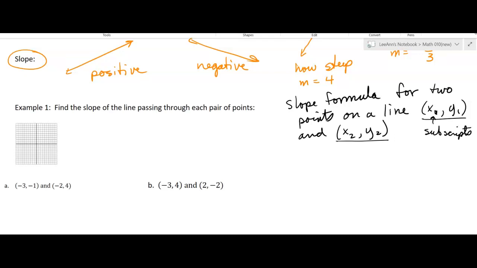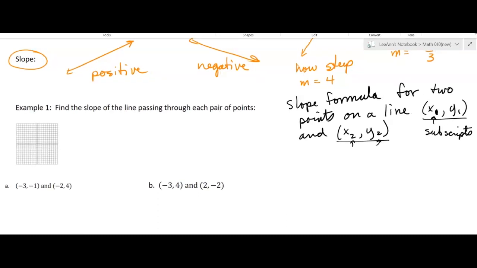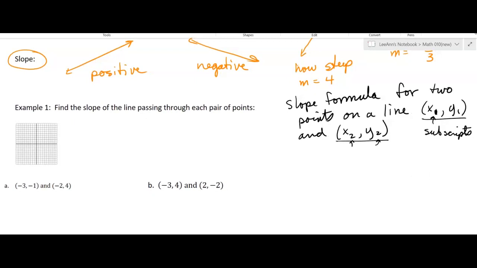They're not exponents. They're just saying, hey, this is the x value in the first point and the y value in the first point. And then over here is the x value of the second point and the y value of the second point. It's like a last name. Okay, so that's how we distinguish things.